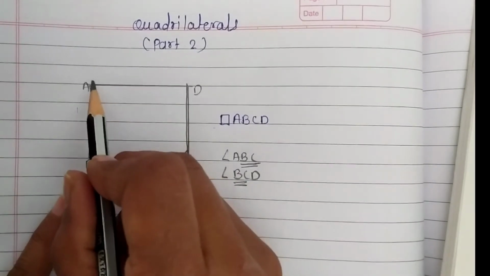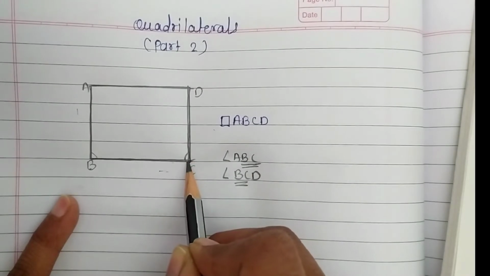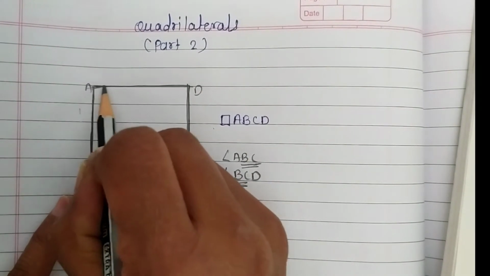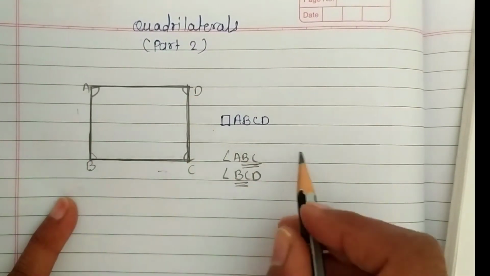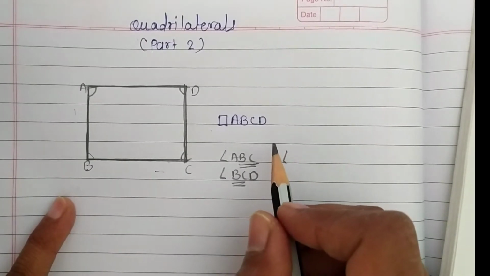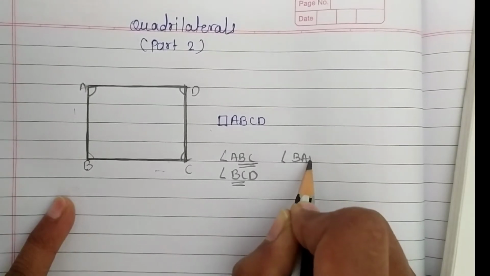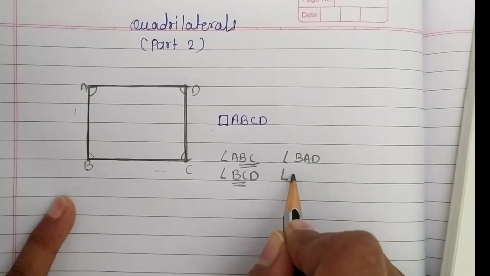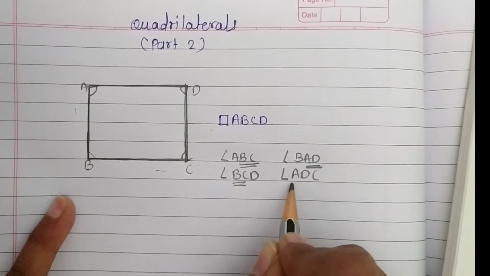Also, angle ADC and angle BAD, these two angles also have a common arm, that is AD. Angle BAD and angle ADC, these two angles have a common arm, that is AD.